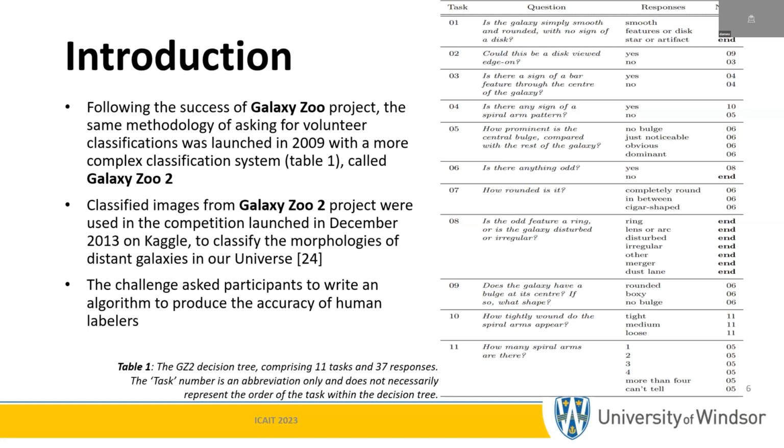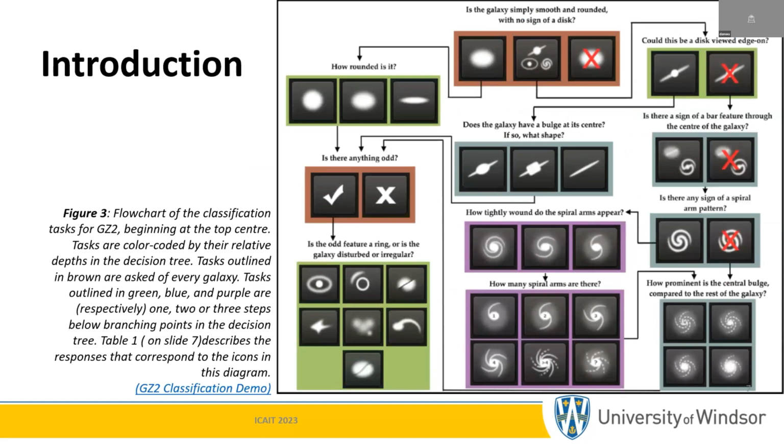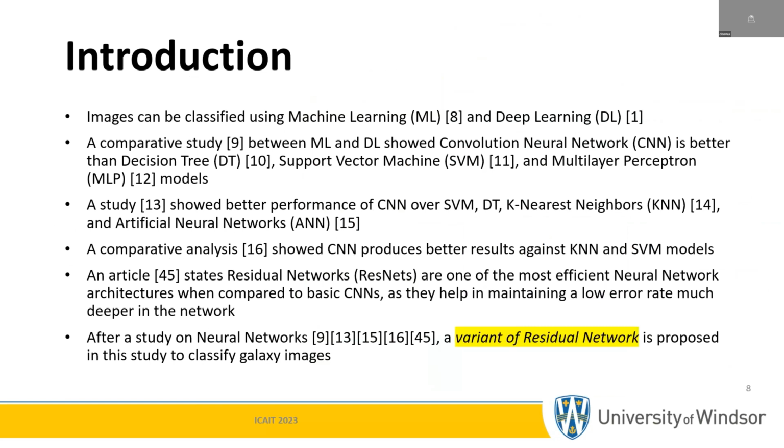As I said, they give you a decision-tree-like interface. You go to the first image, they ask you, is this galaxy smooth or rounded with no sign of a disk? Depending on what you answer, they lead you to the next question. There's a sequence of questions, as you can see here. And they collect all this data in a big Excel sheet, sometimes with missing data. Okay, that's what they do. With all this data, the machine learning people may come to help a little bit to see what we can do.